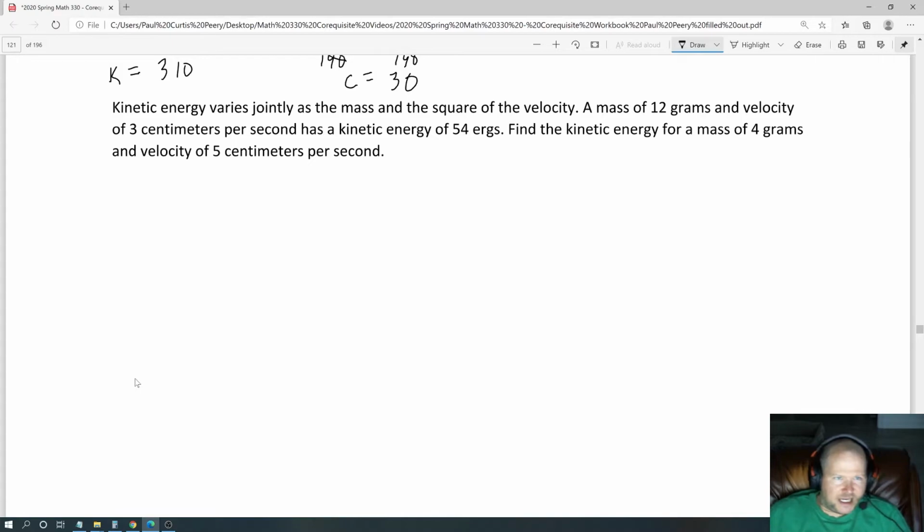Okay, so we say kinetic energy varies jointly as the mass and the square of the velocity. A mass of 12 grams and velocity of 3 centimeters per second has a kinetic energy of 54 ergs. Find the kinetic energy for a mass of 4 grams and a velocity of 5 centimeters per second. Okay, so kinetic energy, you can put KE, but I'm just going to put E. Varies, so we're all the way up to equals k. Jointly, they're going to list some things out here: mass, M, and square of velocity.